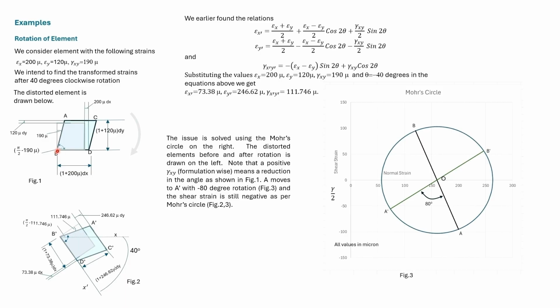This is because AB and CD are rotating in the clockwise direction. For P, the x-coordinate is 120 and the y-coordinate is 95. So we can plot the diameter AB and then form the whole Mohr circle. A 40 degrees clockwise rotation means an 80 degrees clockwise rotation in the Mohr circle. So we reach the point A dash.